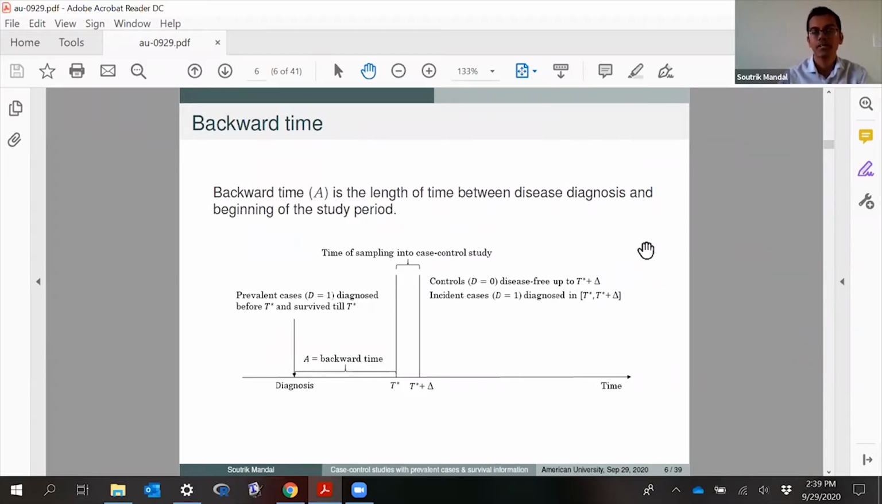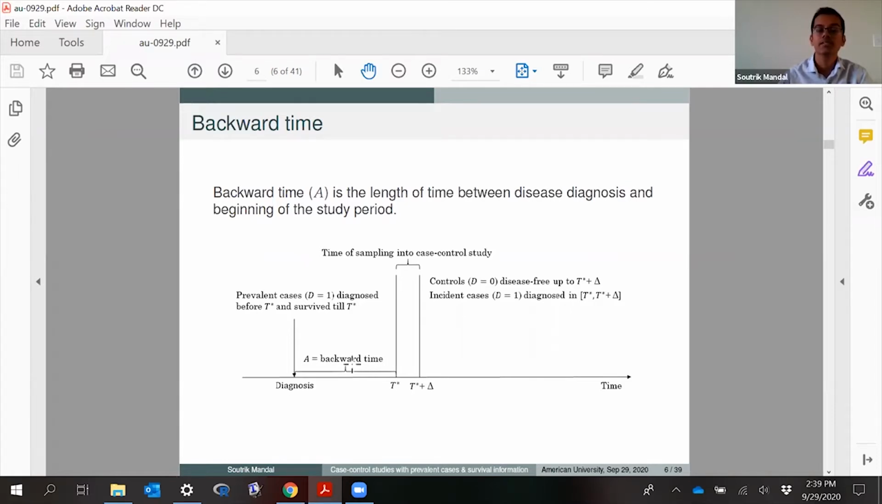Now, before I go any further, I want to introduce the concept of backward time, which is very important. So backward time is defined as the length of time between disease diagnosis and the beginning of the study period. So this length of time is called backward time, which we represent by A.